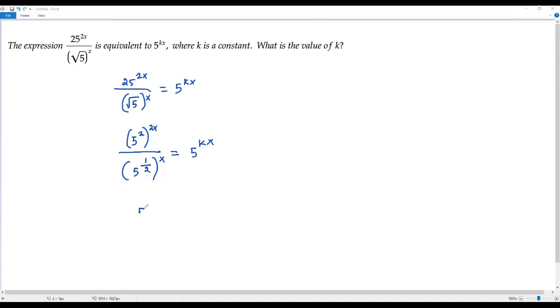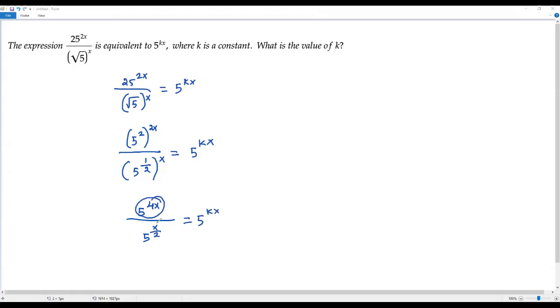Then I'm getting 5 to the power of 2 times 2x, that is 4x, divided by, so the same thing again, a power is raised to another power, so we can multiply the two exponents. Then I'm getting 5 to the power of 1 over 2 times x, which can be written as x over 2, equals 5 to the power of kx.